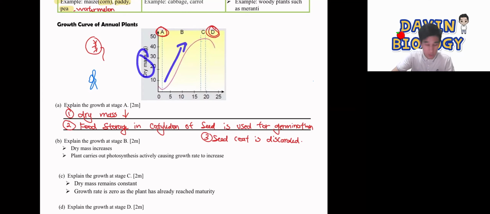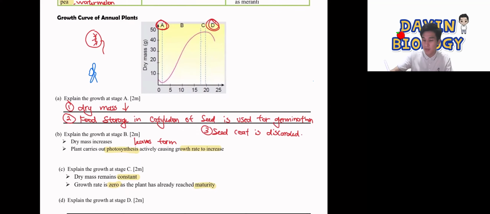Mass, you can see increase very significantly. Number one is because they got leaves already. Leaves form, photosynthesis occur. Growth rate, of course, increase. So you can say leaves form. Stage C is just like Earth. Once you reach maturity, adult, you stop growing. So same here. The mass constant because already reached maturity. So growth rate 0.